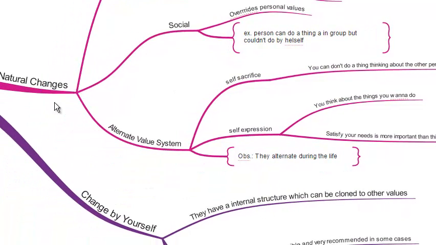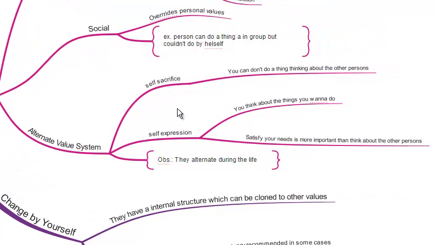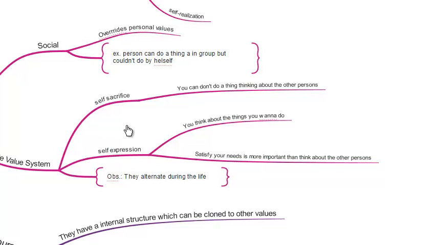Another way that natural change happens is when you alternate your value system. We can have two kinds of value system. One is self-sacrifice, when you don't do things for yourself, thinking about other people. We can think about a father or a mom or a good friend who only thinks about others and sometimes doesn't do their own things to think about others. And the opposite is self-expression, when you think about the things you want to do, and satisfying your own needs is more important than thinking about other people.